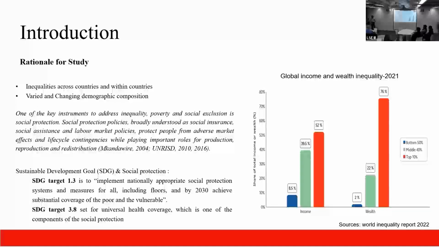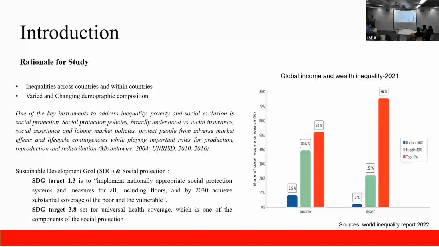The target has also been set up under SDG 1, which talks about the removal of poverty. The target for social protection, target 1.3, is to implement nationally appropriate social protection systems and measures for all by 2030. So this is the target which has been set up in order to promote social protection across the globe.